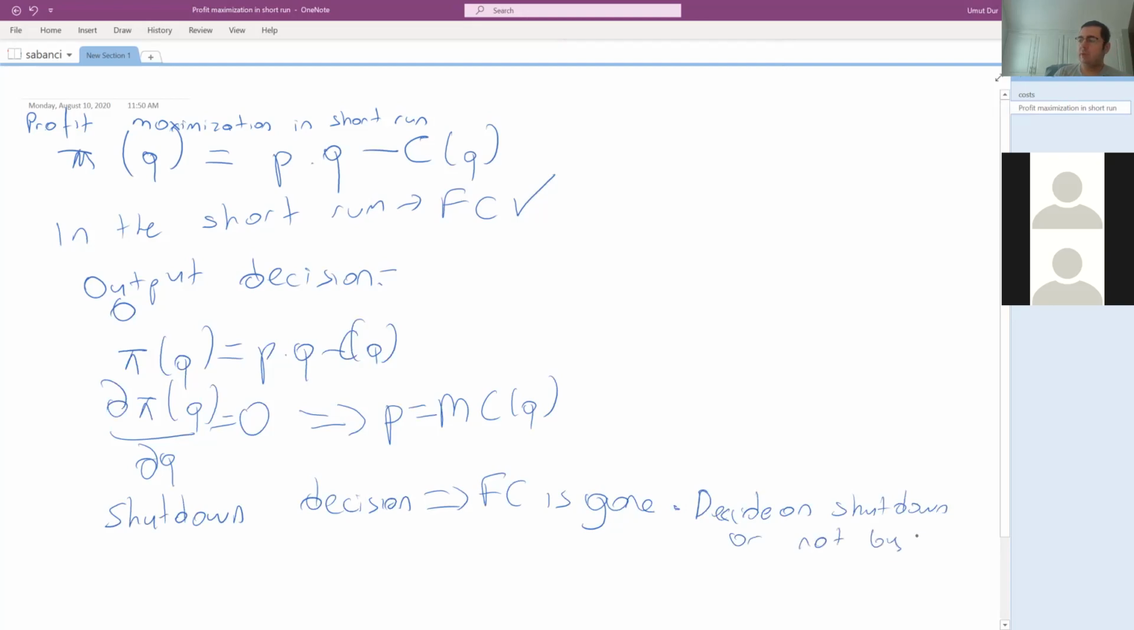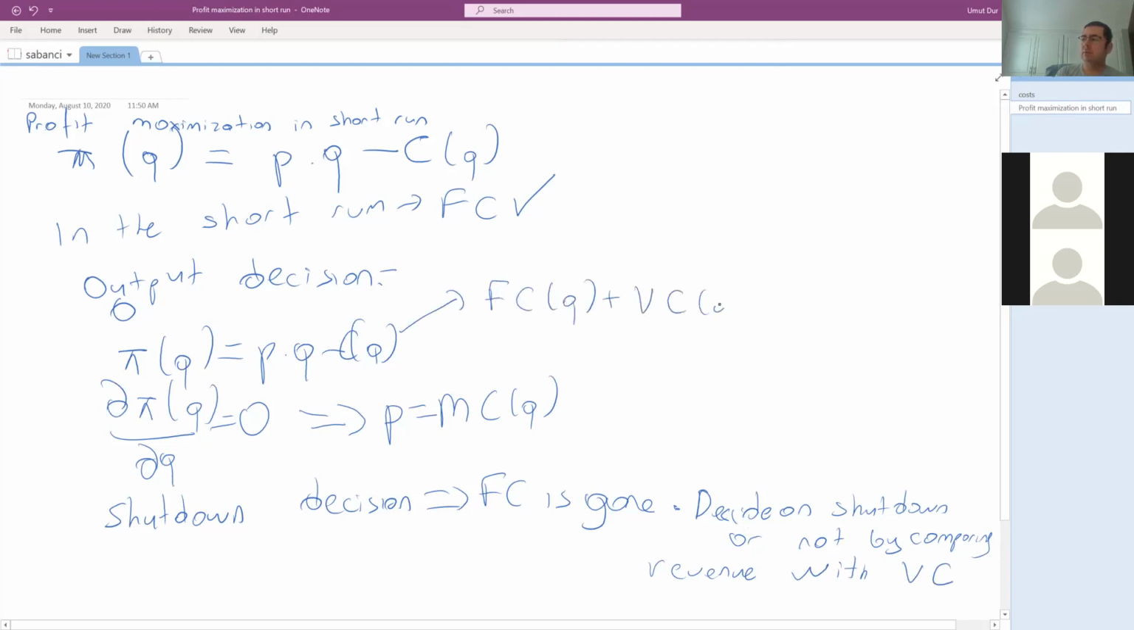by comparing revenue with variable cost. Remember that the cost is fixed cost plus variable cost, so this fixed cost does not depend on the quantity level. The output level, it will be always fixed, and we have here the variable cost.